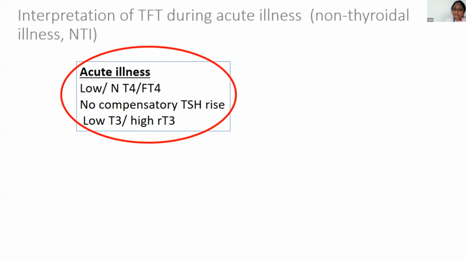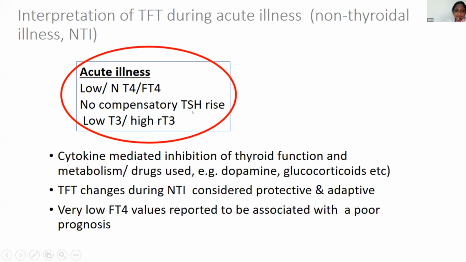During acute illness, it's very difficult to interpret this. You can have any of these pictures in the thyroid profile during acute illness. There is no compensatory TSH rise and a low T3 level. This is often because of the cytokine-mediated inhibition of thyroid function. And also, most of these children are on dopamine and high-dose glucocorticoid. High-dose glucocorticoid actually inhibits the conversion from T4 to T3. Dopamine also has an inhibition at the hypophyseal level, and TSH is inhibited.